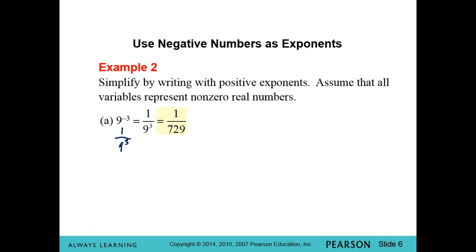Let's see if B's got, oh, they did take it the other step, didn't they? 1 over 729. Their instructions said to do that. They took it one more step. If it says simplify by writing with positive exponents, then evaluate, that would be doing the then evaluate. Okay, all right.